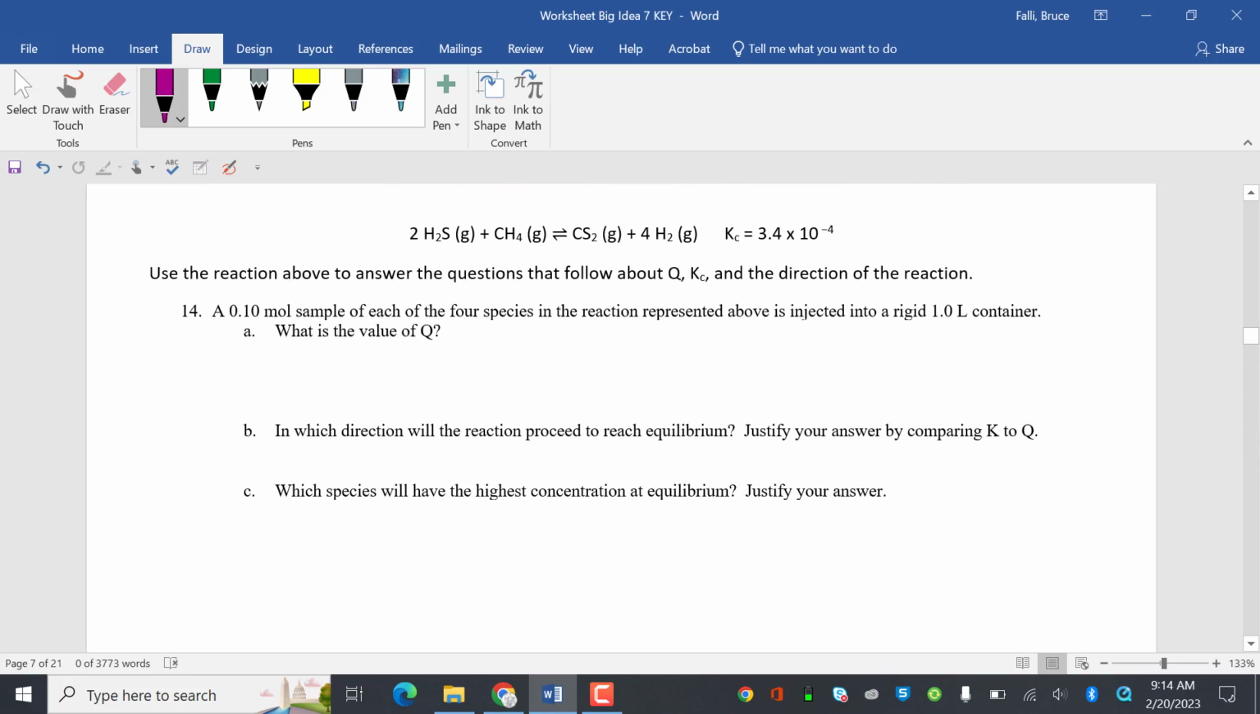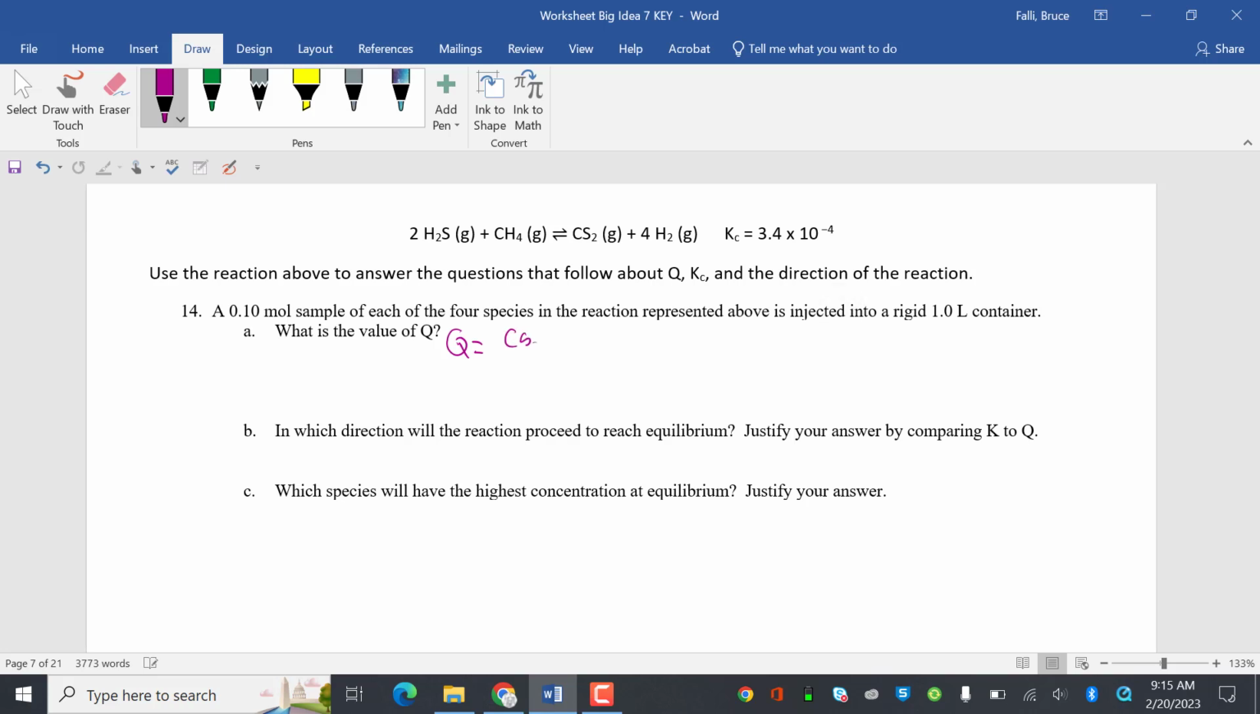All right. A 0.1 mole sample of each of the 4 species in the reaction, as represented above, is injected in a rigid 1 liter container. What is the value of Q? 0.1 mole sample of each in a 1 liter container. So I'm going to write Q equals, even though it's the same as K. Everything's a gas, so it's included.